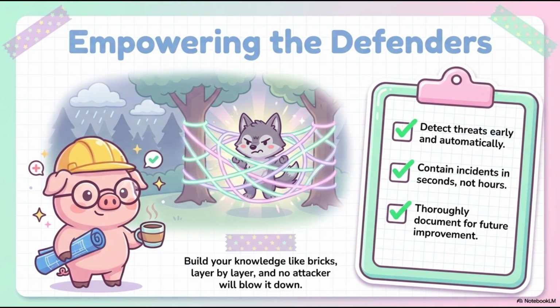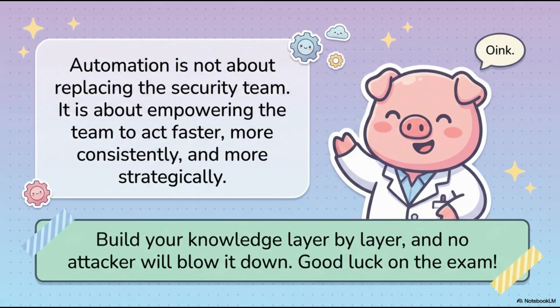Automation is not about replacing the security team. It is about empowering the team to act faster, more consistently, and more strategically. When properly implemented, automation ensures that the wolf is detected early, contained quickly, and thoroughly documented for future improvement. Study these concepts carefully, understand the terminology precisely, and always think about how automation reduces risk while improving operational efficiency. Build your knowledge like bricks, layer by layer, and no attacker will blow it down.